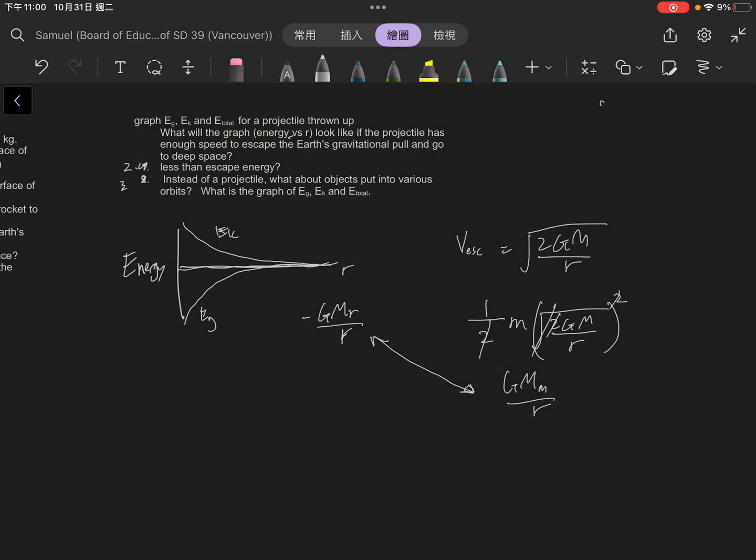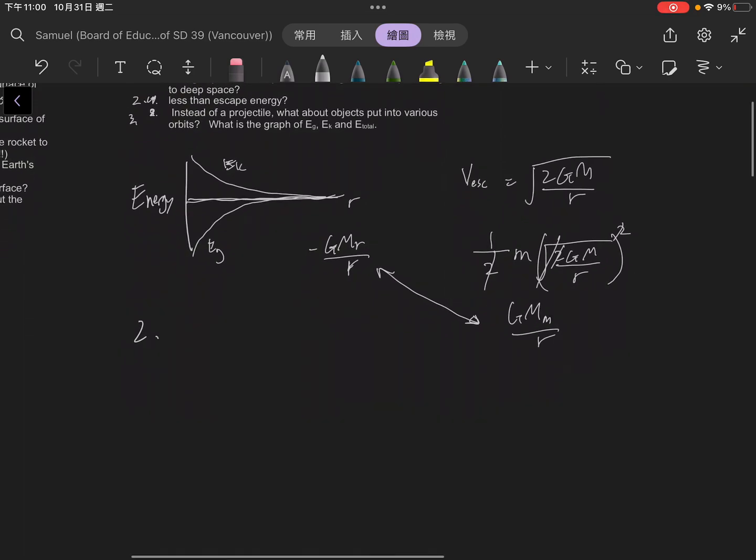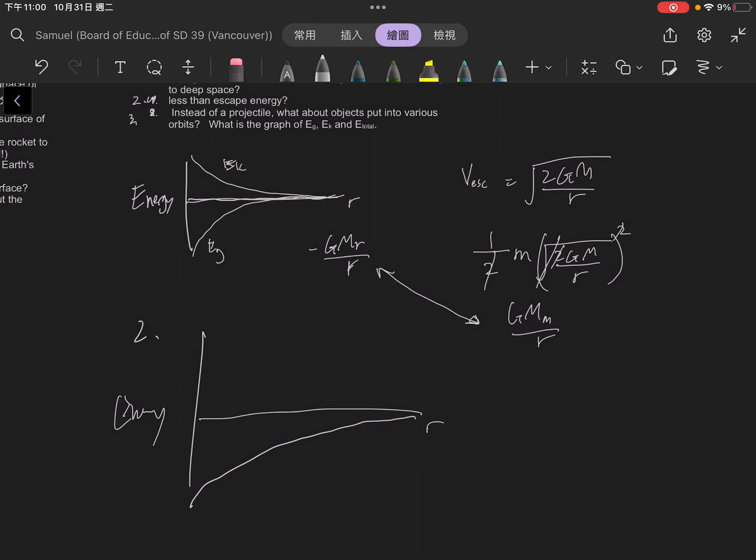Okay, second question. What if it has less than escape energy? Again, we draw the same graph, and the EG will be the same because it's always the same equation. If it has less than escape energy, it's basically GMm divided by R, but with a smaller value. So let's multiply by 0.8, let's say. From a mathematical perspective, this is vertically transforming the function by 0.8, so it will be compressed compared to the first one right here.